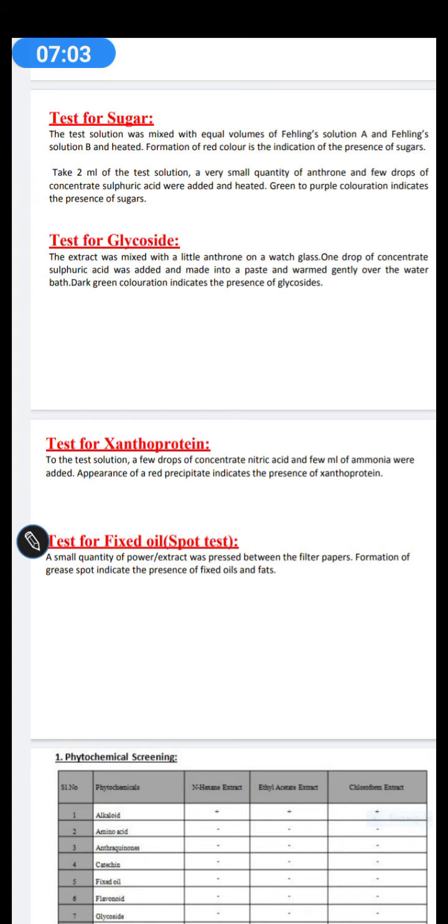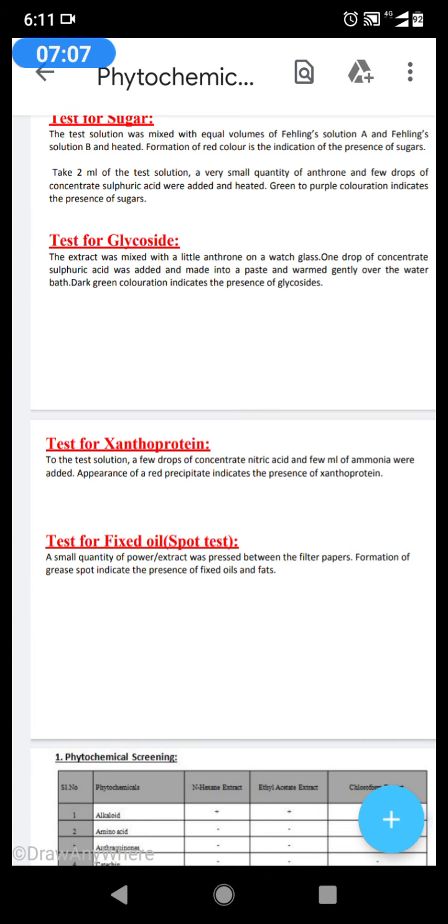There is another method also for the test for sugar. You can see that another method. Take 2 ml of test solution and add a very small quantity of anthrone and a few drops of concentrated sulfuric acid and heat. Green to purple color indicates the presence of sugar.